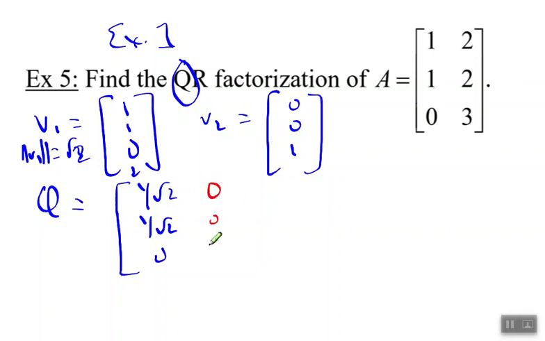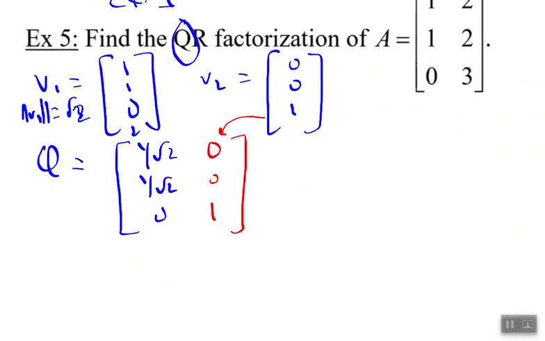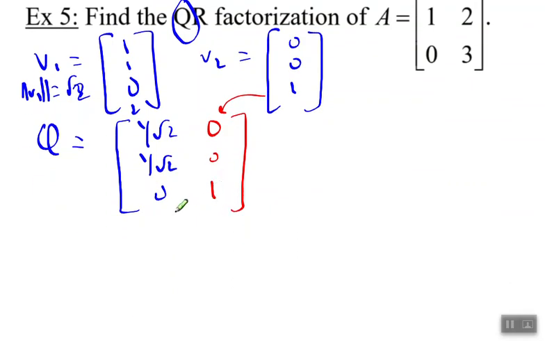We don't really have to normalize the second one. It's going to be 0, 0, 1. We can just copy that in. If you had a 3 in there, then you would find the magnitude of that and divide by it, and you get 0, 0, 1. So that's kind of it. And now we're going to find out what Q transpose times A is, and that'll give me what R is. So Q transpose is going to be 1 over radical 2, 1 over radical 2, 0.